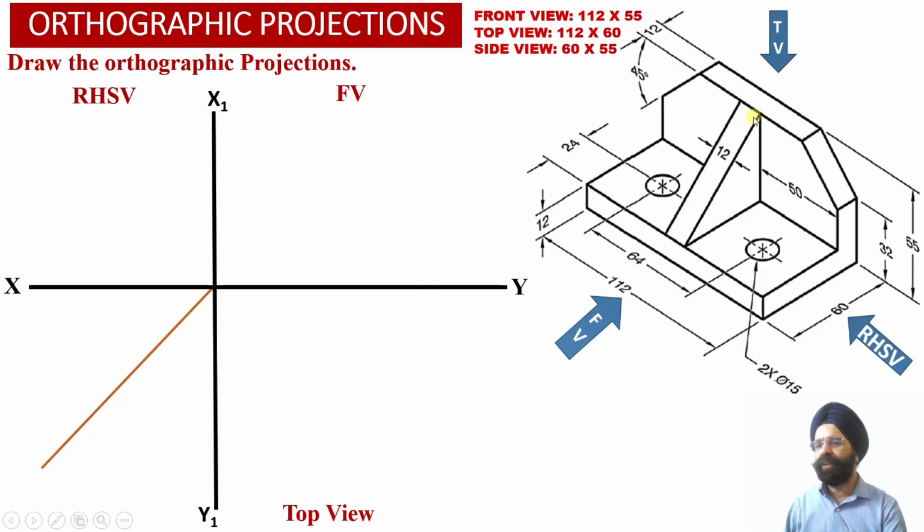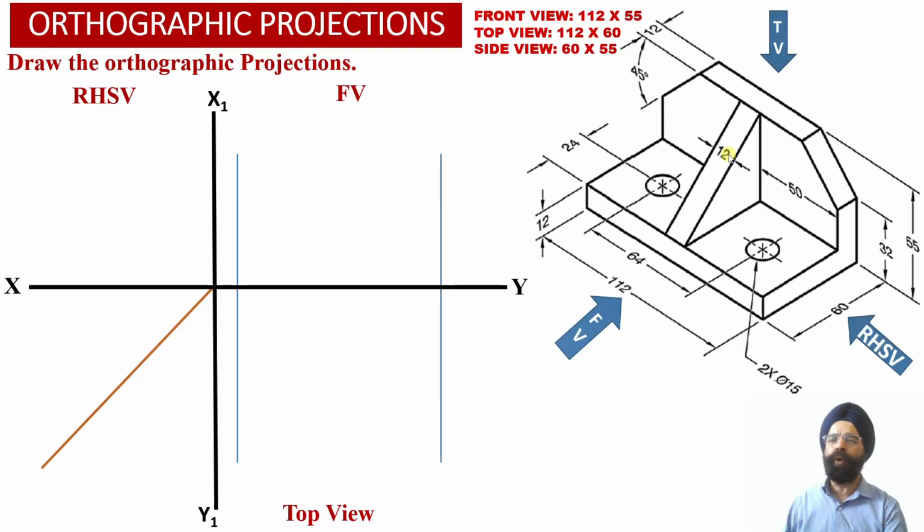Element number 3 is once again located on top of the horizontal web, which is element number 1. It is a triangular web obtained perpendicular to the front face of the solid, and the width of this web is equal to 12 millimeter. With this information, let us proceed to evaluate the orthographic front view projection of this solid. We know that the width of the solid is equal to 112 millimeter.